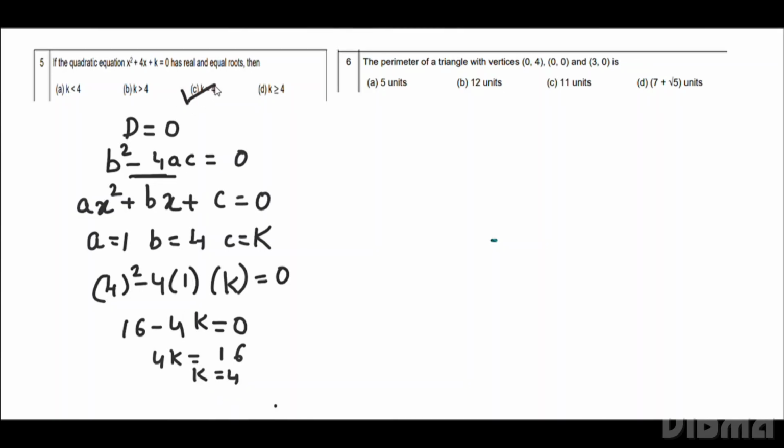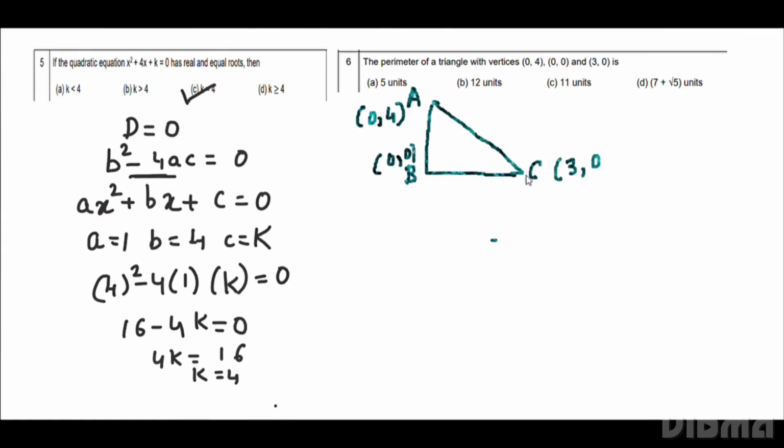Now let us go to the sixth question. So they say that the perimeter of a triangle is this. So let me write this as A, B and C. So what is my first point? That is 0, 4. What is my second point? 0, 0. And the third point is 3, 0.